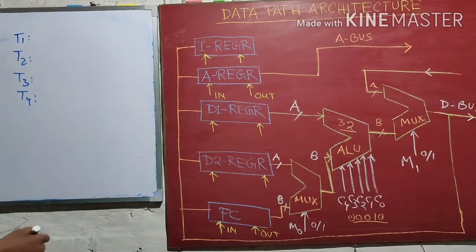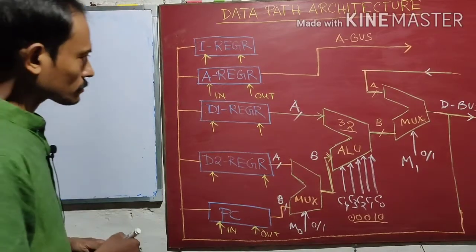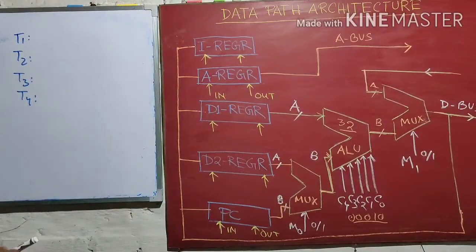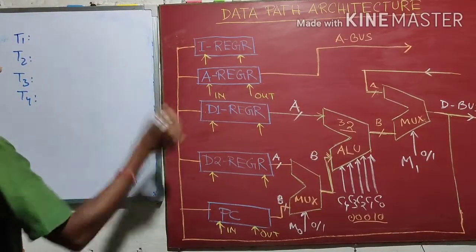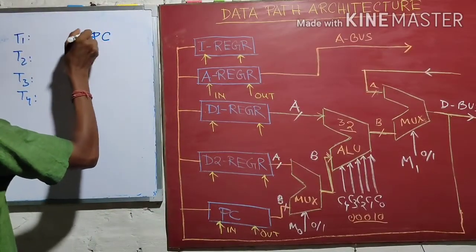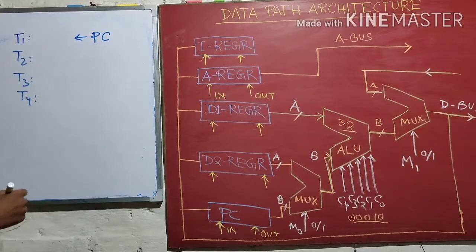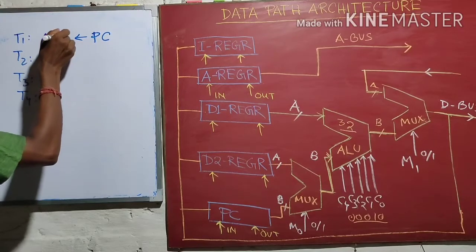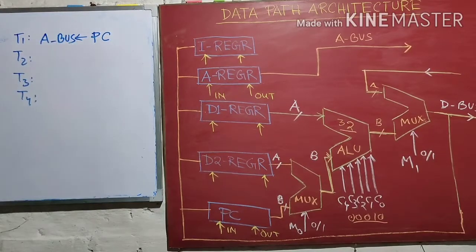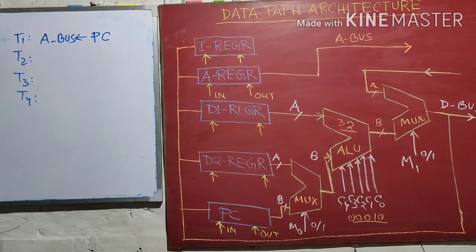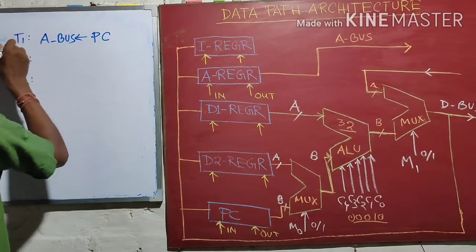So let's see what will happen in the first state. The address will be put on the address bus. That means the PC counter. The address that is stored in the PC counter will be put from the PC counter into the address bus. So this is the instruction that will be executed in the first clock pulse.